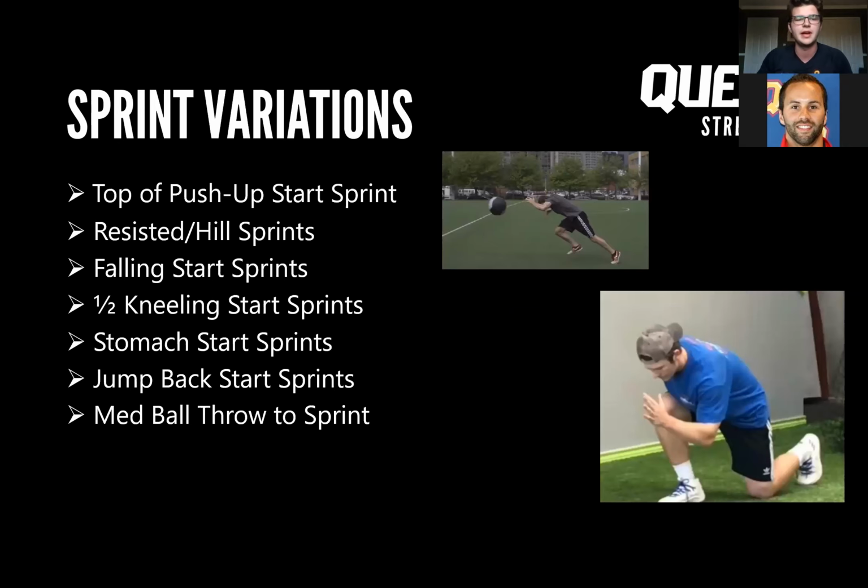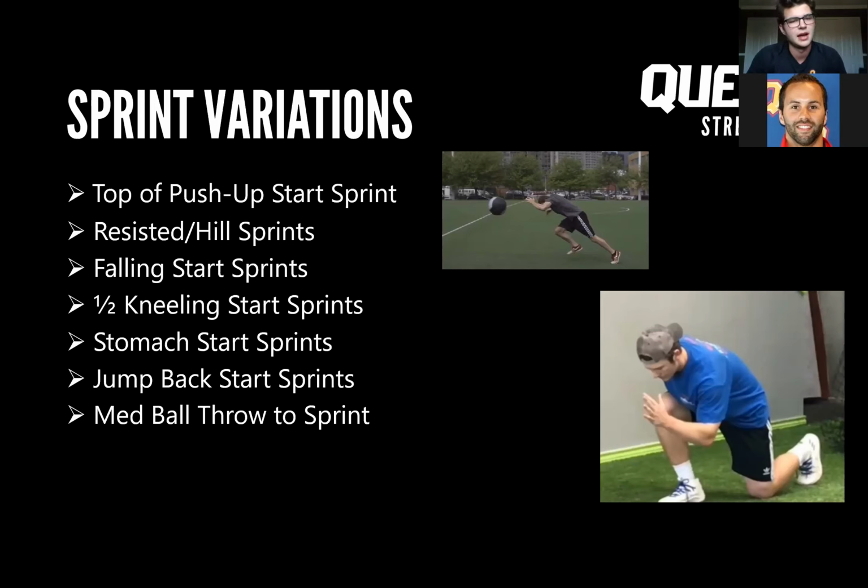Moving into some of the sprint variations. So these are just different ways that we can set up and find different ways to get into the positions that we want. So for example, the top of a push-up start sprint. If we're just in a push-up on our hands and our feet, like you would be in the top of a push-up, you can focus on driving that knee forward and starting your sprint off that way. In terms of resisted and hill sprints, these also allow us to practice generating that force output and get us moving at a speed we want to.